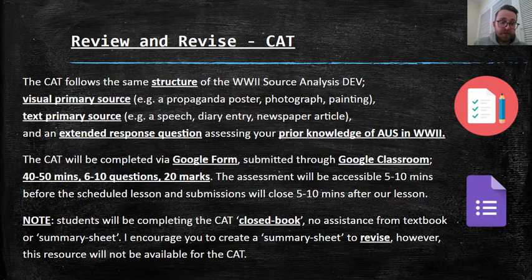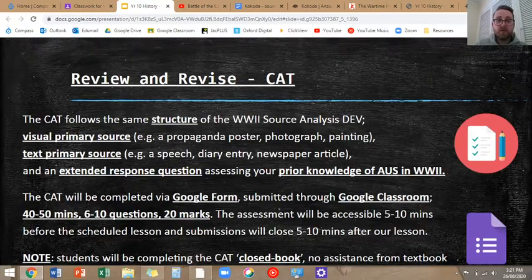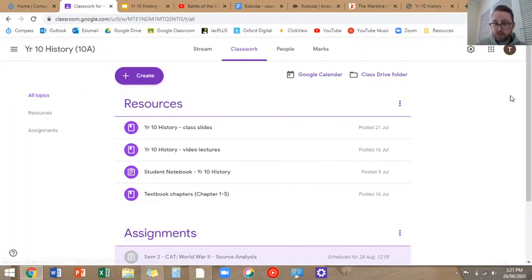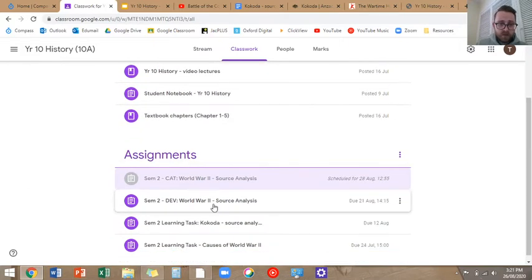The CAT will be completed via Google Form, submitted through Google Classroom. You get one lesson, so it's 40 to 50 minutes. It's going to have 6 to 10 questions, 20 marks total. The assessment will be accessible 5 to 10 minutes before the lesson, so it'll pop up in your Google Classroom news feed. The Semester 2 CAT is scheduled for 12:55 on Friday, and that will show up in your Google Classroom.